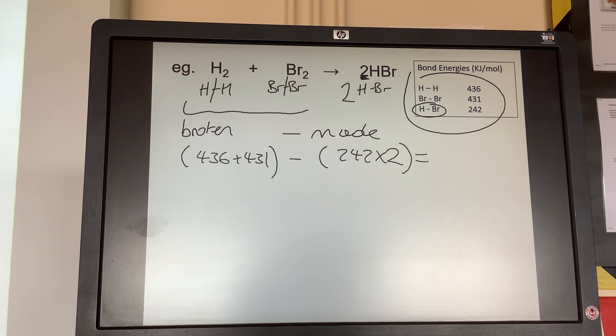I'm going to pause the video, you're going to do that. Hopefully you get an answer of 343, or positive 343. Now this is a positive value. What does that tell me about this particular reaction? Well, it is endothermic. It is the difference between the broken and the made that's going to determine whether our answer is positive or negative, therefore determine whether our reaction is exothermic or endothermic.